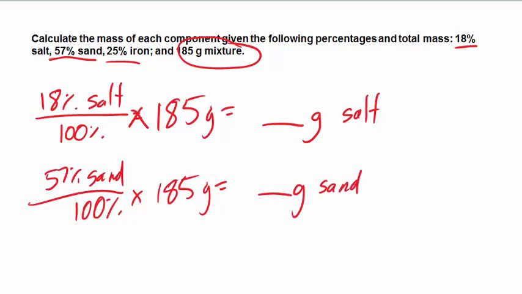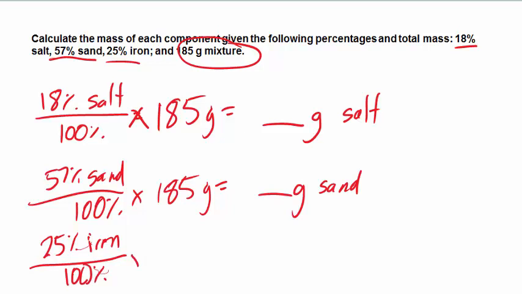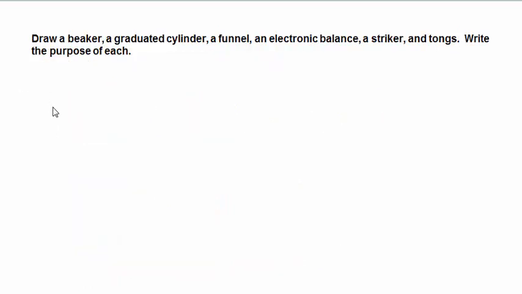And in the last one, you have 25% iron divided by 100. You multiply by 185 grams total, and you get the grams of iron. So again, I haven't typed this into my calculator because I'm sure that you can divide and multiply these numbers in a calculator yourself. So in number 4, it says draw a graduated cylinder, a funnel, an electronic balance, a striker, and tongs. Write the purpose of each.